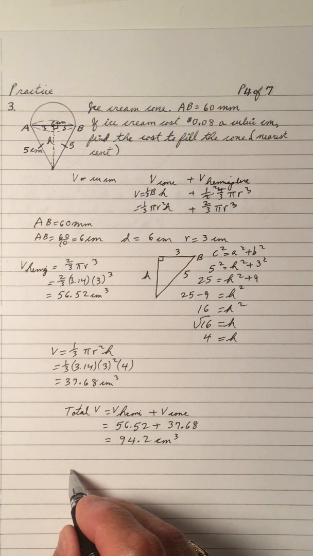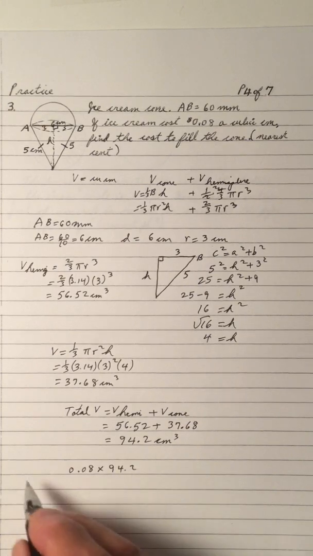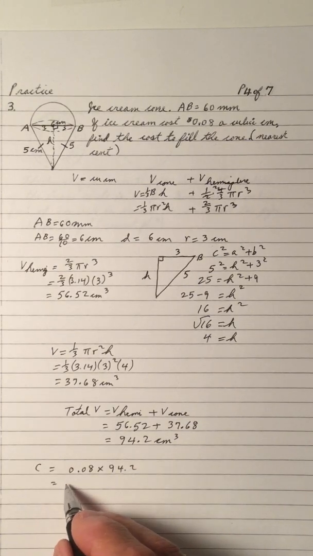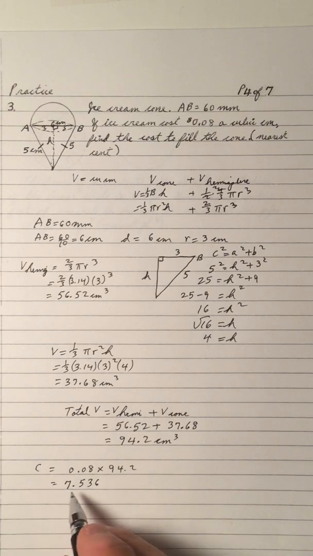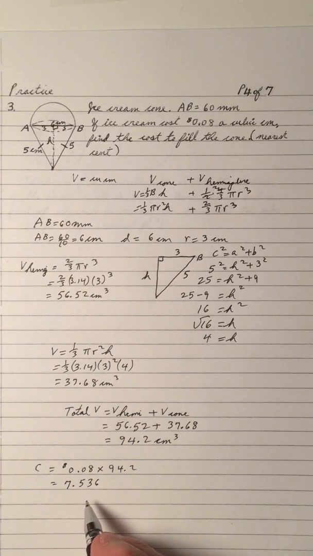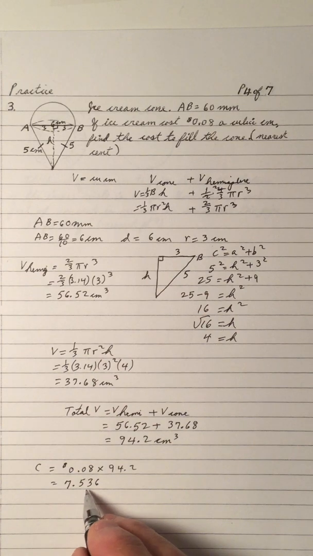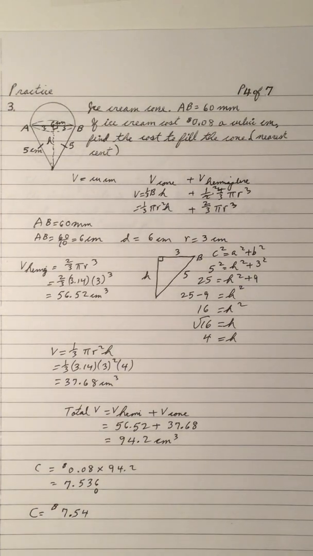But the cost is 0.08 dollars times 94.2. I'm going to use C for cost, and that works out to be 7.536 when you use a calculator. And that's in dollars, because this is dollars. And we have to round it off to the nearest cent. So the nearest cent is here, so this becomes a 0. 6 is greater than 5, so that 3 add on 1 is 4. So it's 7.54. So the cost is $7.54.